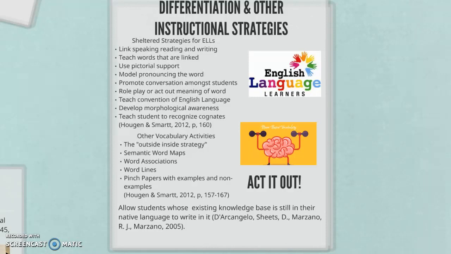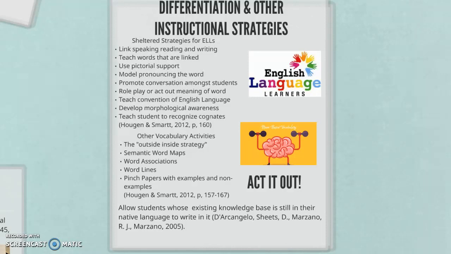Some other strategies that you can use are the outside-inside strategy, where students look at the word and then they read around it to try and understand its meaning in the book. You can use semantic word maps, which is a type of mapping where they say what the word is not, what it is, and what it's like. You can also do word associations, where students do a foursquare and they write words that are similar to a certain word that they're learning.